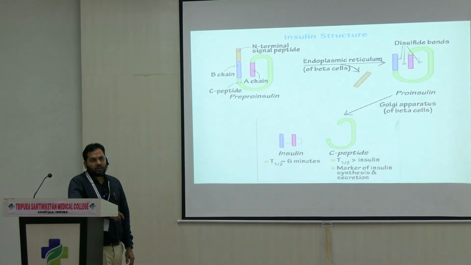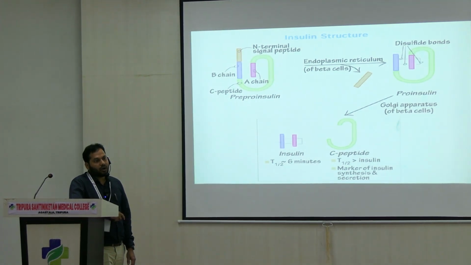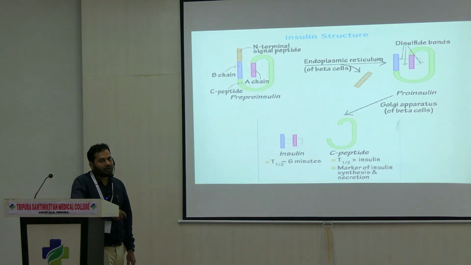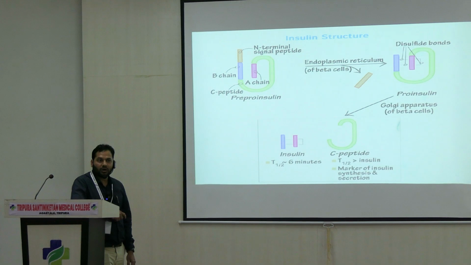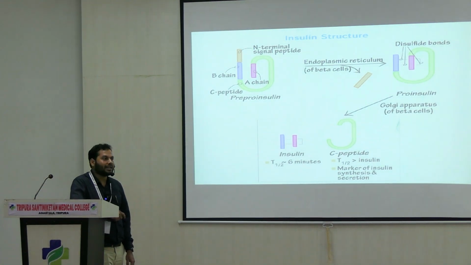Now, after the synthesis of insulin hormone, what next? The next event is that it must be released, right? So we have a specific secretory mechanism of insulin. So what is the mechanism of insulin secretion, or what are the influencing factors that help in insulin secretion?